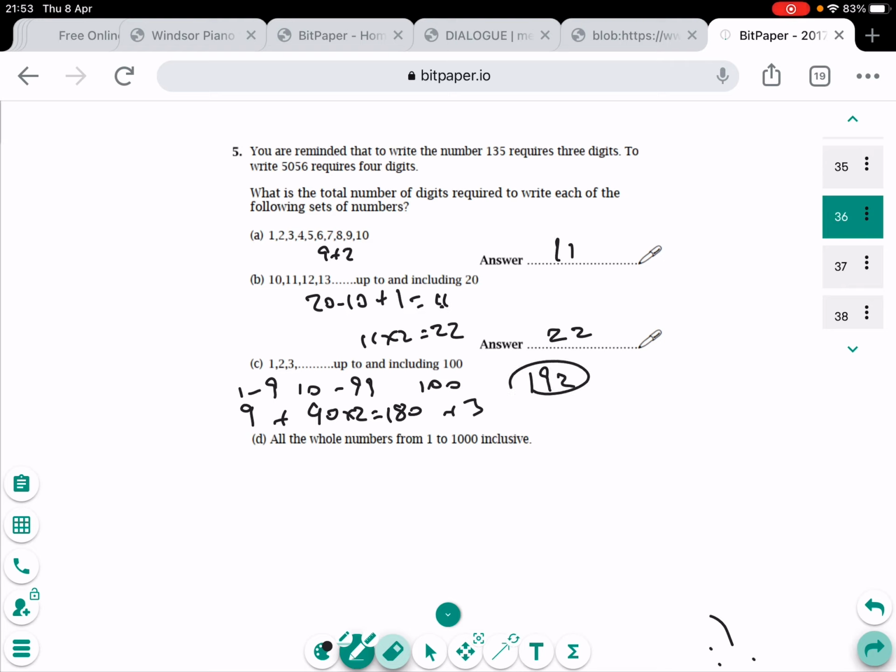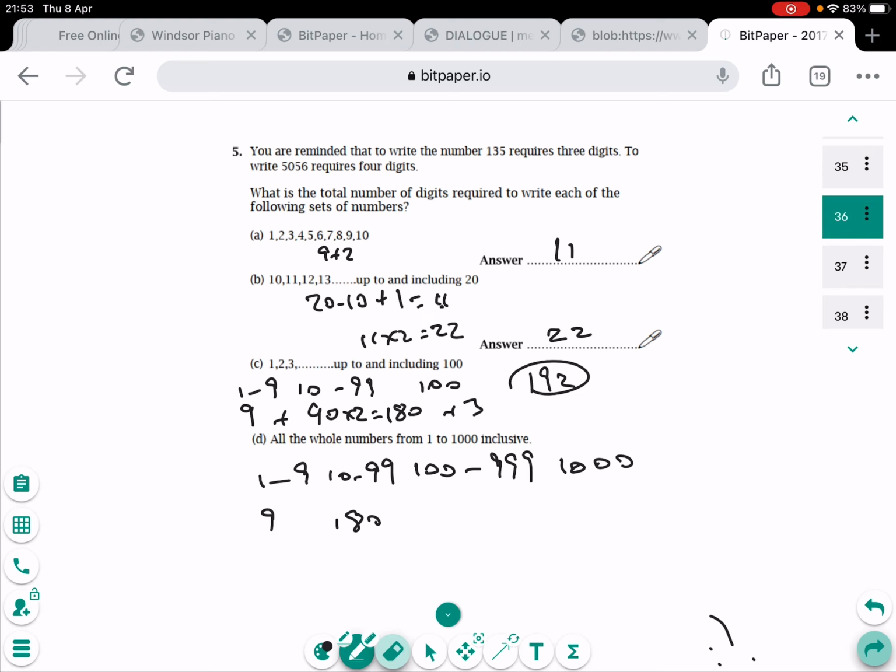192 is our answer. All the whole numbers from 1 to 1,000 inclusive. 4 categories: 1 to 9, 10 to 99, 100 to 999, and 1,000. So we know that there's 9 there, 180 here, and 100 to 999.